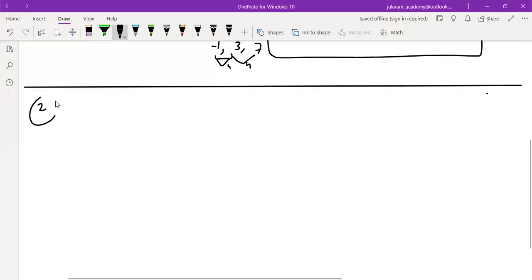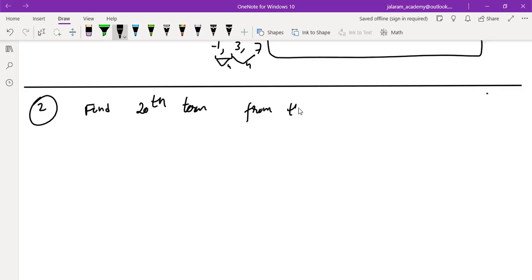Find the 20th term from the last term of an AP. The 20th term from the last term of the AP. Okay, 20th term from the end, it means. In an AP, yes, sir.